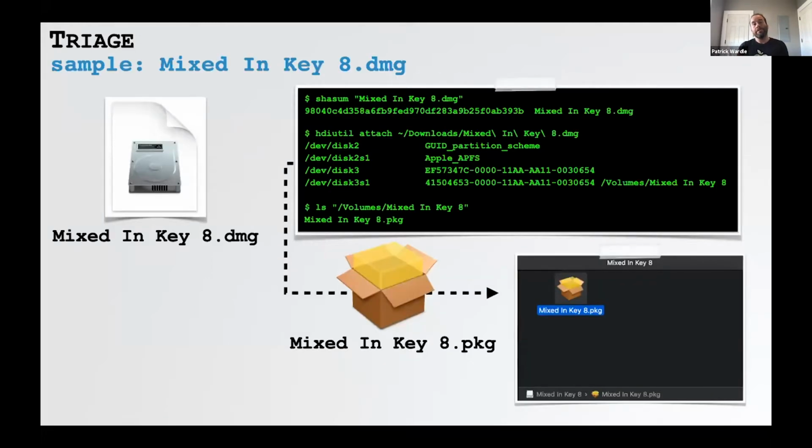So notice we're going to be focused on the pirated and infected Mixed-in-Key application. This was distributed, as we noted, via torrent sites. And in this case, it was distributed as an Apple disk image or a DMG file. So once we download this file, we can mount it via the hdiutil command, and we can see it contains a single package named mixedinkey8.pkg.